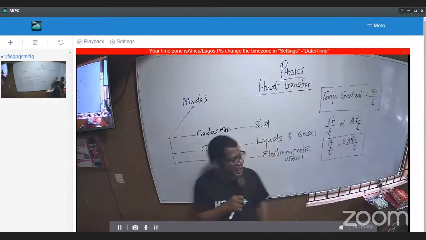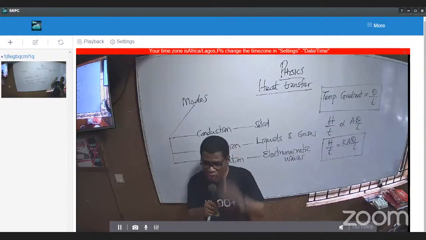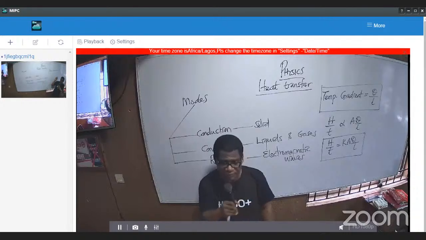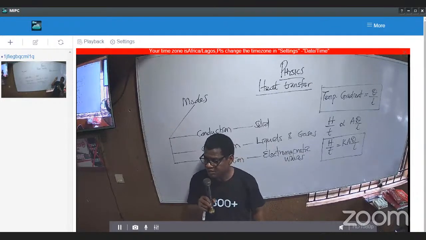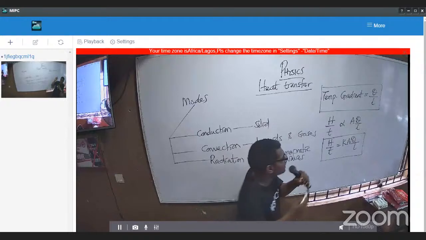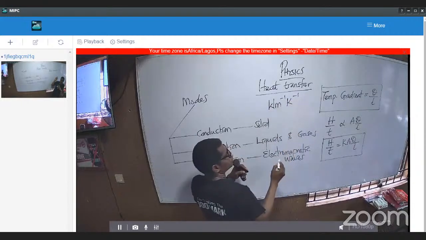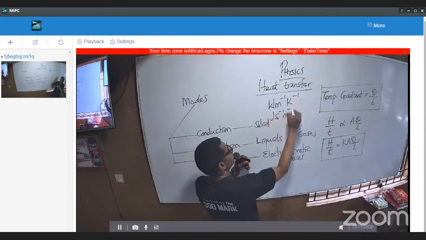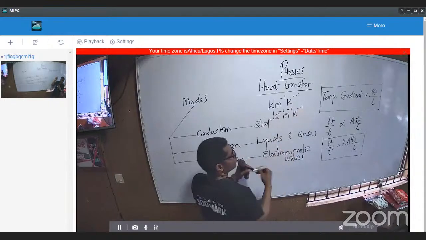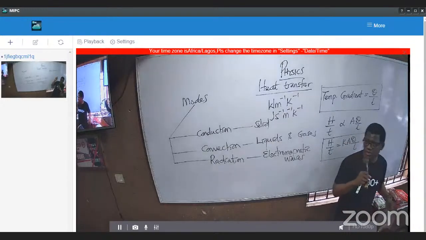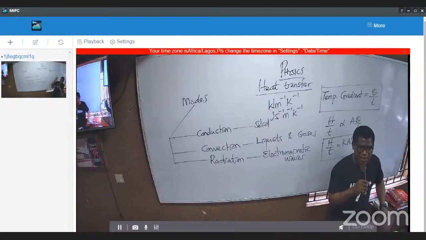H over T equals K A theta over L, where K is called the thermal conductivity. Its unit is watts per meter per Kelvin. Some people write joule per second per meter per Kelvin, but that's a long one. Thermal conductivity: watts per meter per Kelvin.